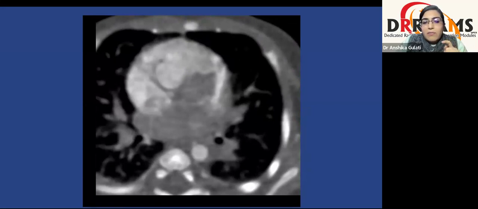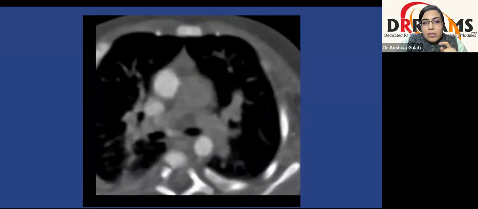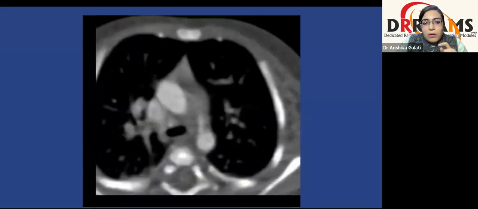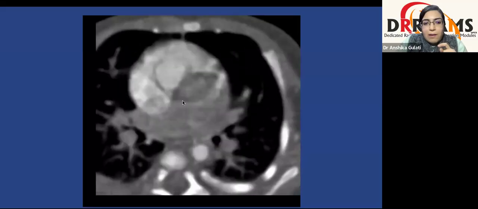Step 2 is ventricular topology. So by loop rule, we'll see ventricular topology. This is aorta. And this is pulmonary artery. So you see in this case, the aorta is anterior and to the right of pulmonary artery. So this is D type of ventricular looping.